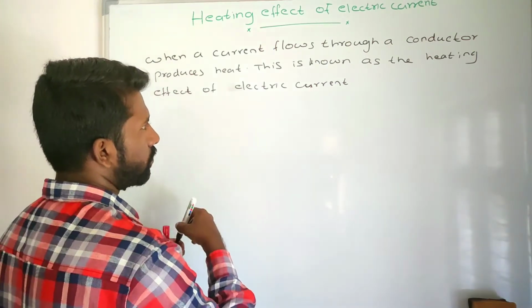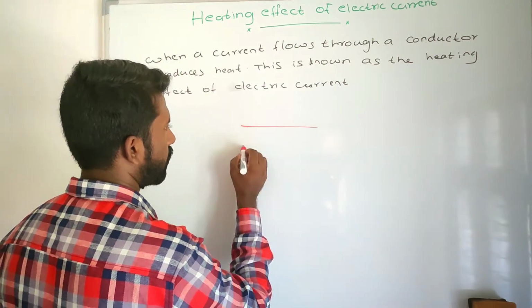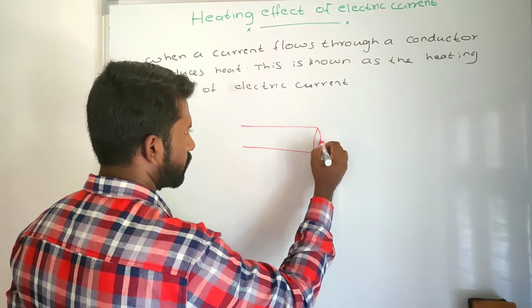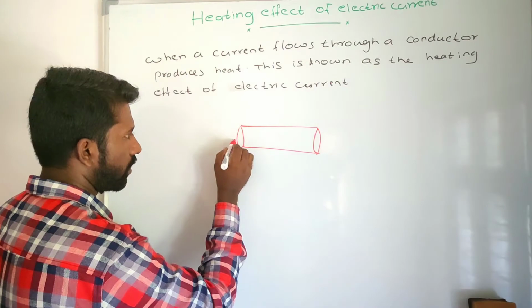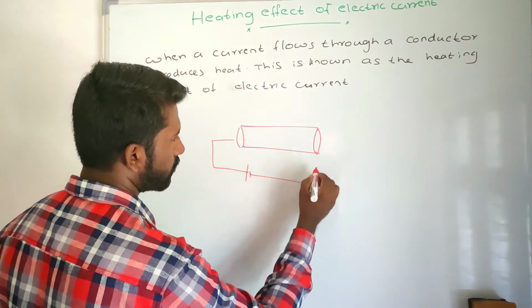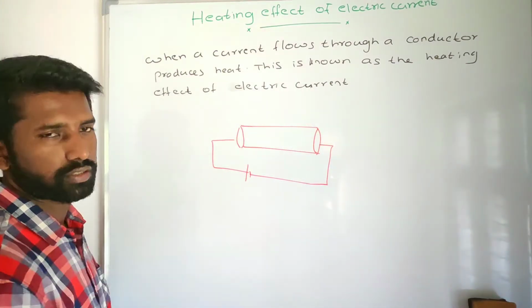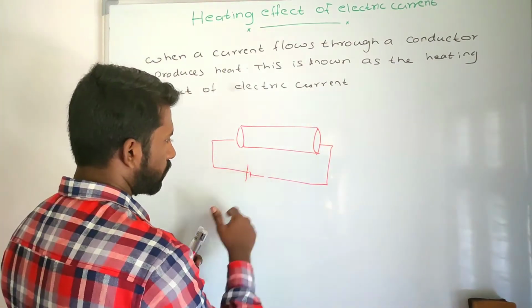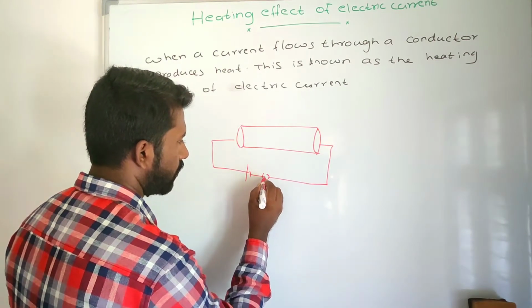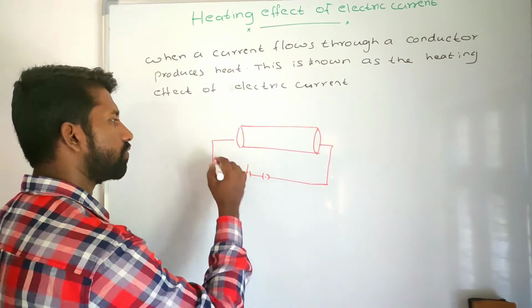I'm going to take a conductor and a battery. So this is a conductor. In that conductor, one end is connected to the positive terminal of the battery and the other end is connected to the negative terminal of the battery. There is a key. If this key is closed, the current starts to flow through it.